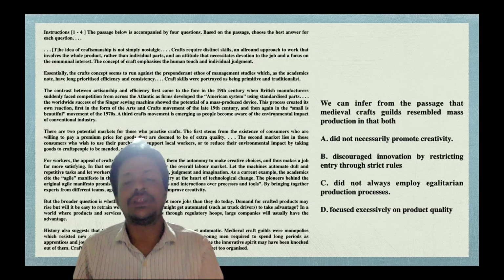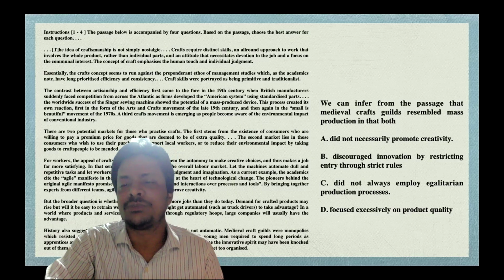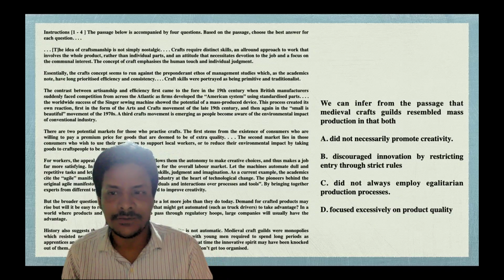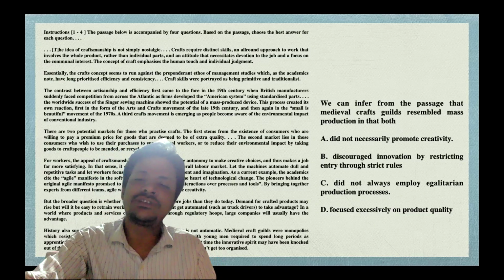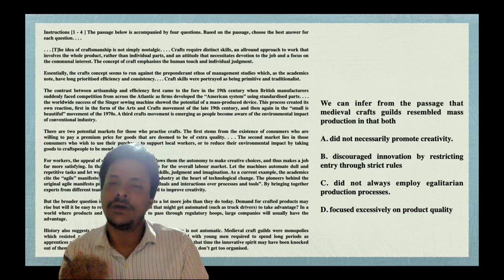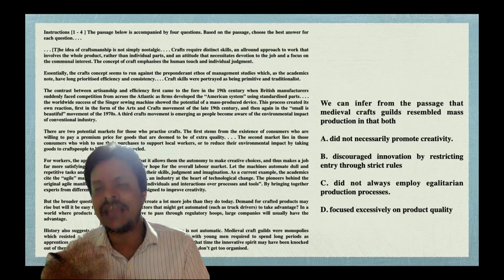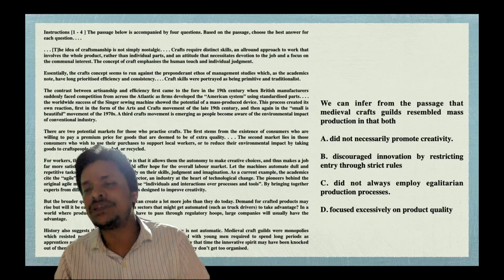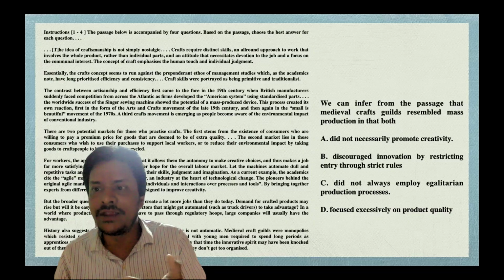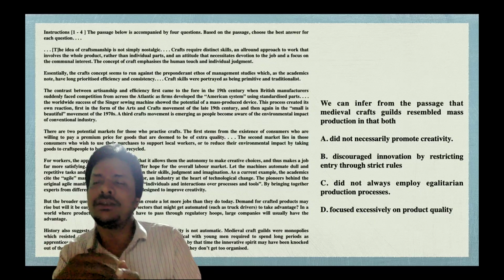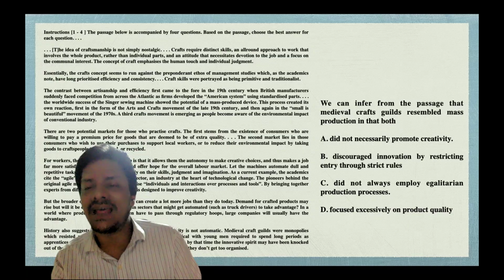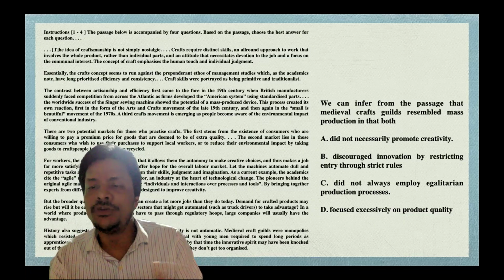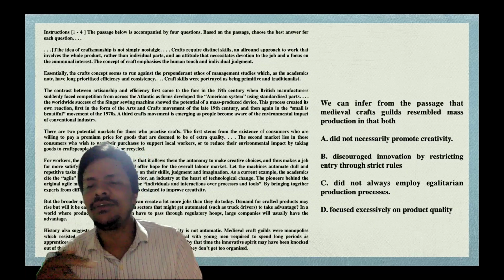What does the text try to say? The idea of craftsmanship. So when you talk about craftsmanship, what do you mean by that? The meaning of craftsmanship is the skill of making things by hand, right? By hand with care and quality. So it is not simply nostalgia, or desiring for the past, right? Crafts require distinct skills. Distinct skills means referring to spatial abilities and an all-round approach, covering every part, not just one, to work that involves the whole product rather than individual parts, and an attitude that requires devotion, strong dedication to the job, and a focus on the communal interest. Communal interest means benefit for the community.